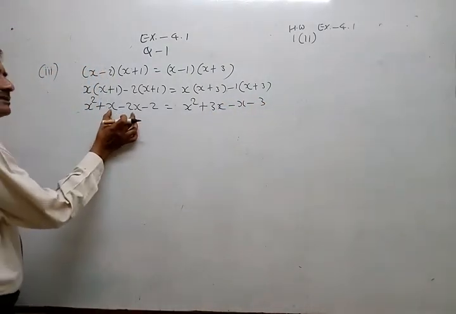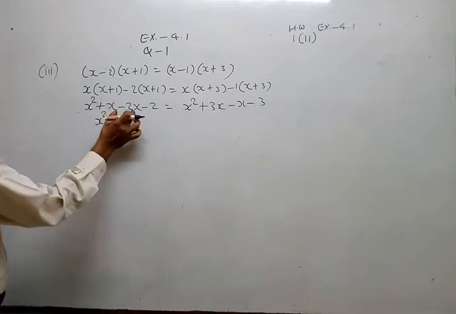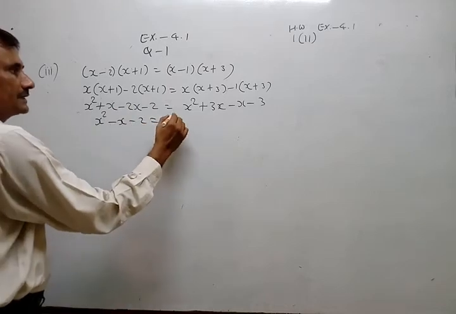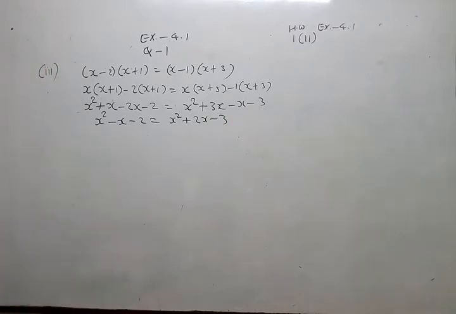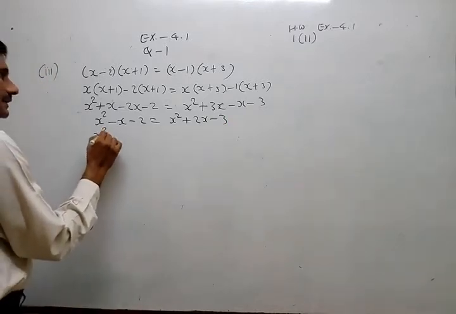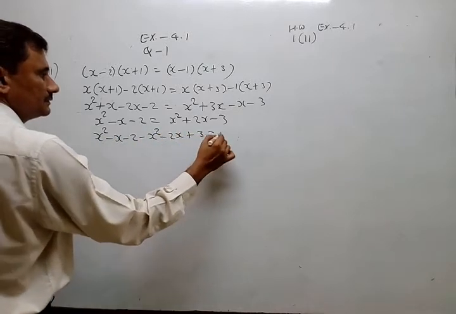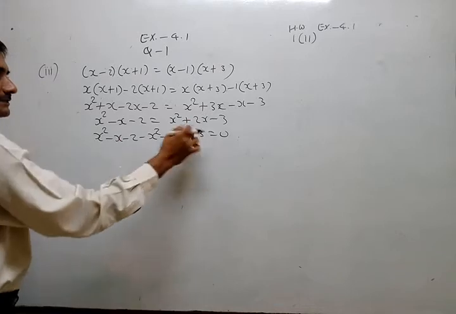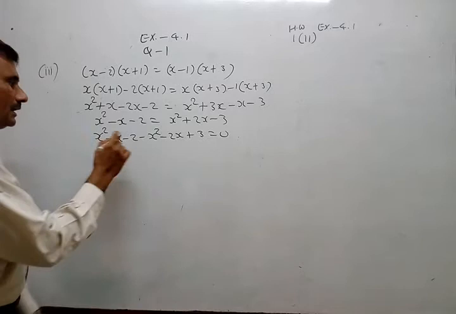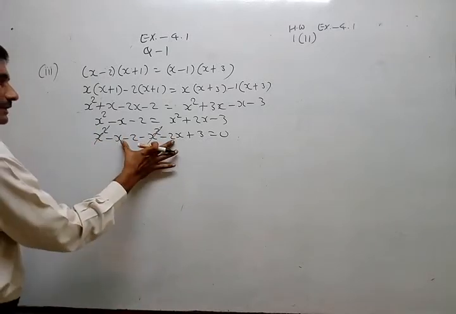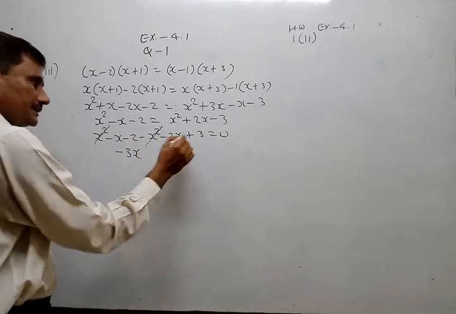Now first of all, combine here, then shifting only. So x square minus x minus 2x minus x minus 2. Here x square plus 2x minus 3. Now shift everything here. So it is x square minus x minus 2 minus x square minus 2x plus 3 equal to 0. Okay, plus becomes minus, minus becomes plus. They are shifted towards the left side. Okay. x square, whatever is left, minus x minus 2x is minus 3x, minus 2 plus 3 is plus 1.